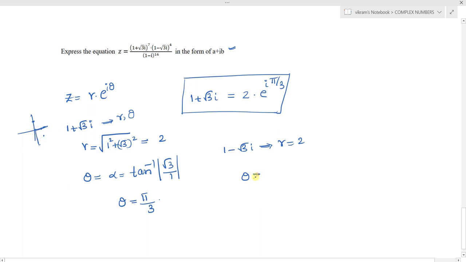Theta equals minus alpha, where alpha can be found as tan inverse of b by a, imaginary by real. The imaginary part is minus root 3 and the real part is 1, and the modulus we are considering again is 2. So we get minus of tan inverse root 3, which is nothing but theta equals minus pi by 3.